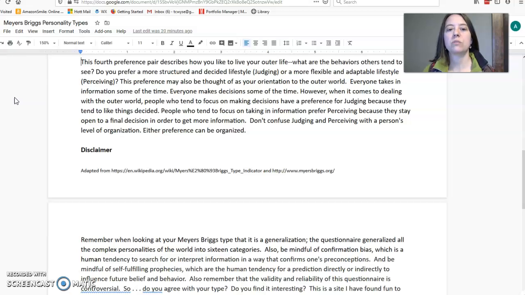This preference may also be thought of as your orientation to the outer world. Everyone takes in information some of the time. Everyone makes decisions some of the time. However, when it comes to dealing with the outer world, people who tend to focus on making decisions have a preference for judging because they tend to like to have things decided. People who tend to focus on taking in information prefer perceiving because they stay open to a final decision in order to get more information. Don't confuse judging and perceiving with a person's level of organization. Either preference can be organized or disorganized.